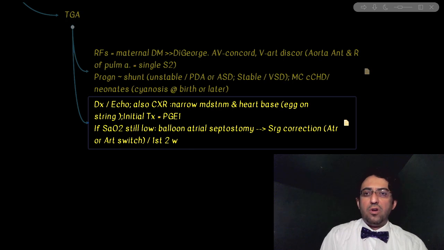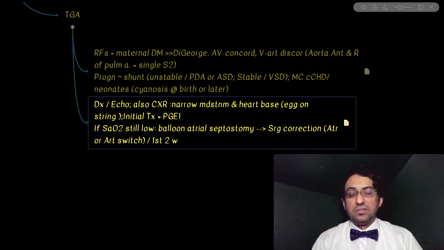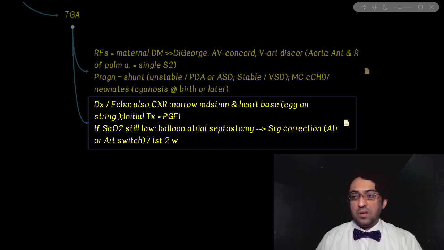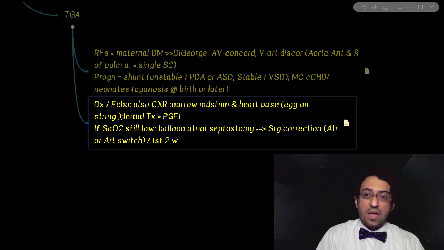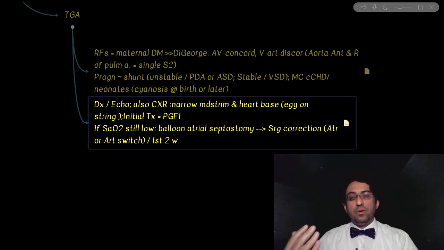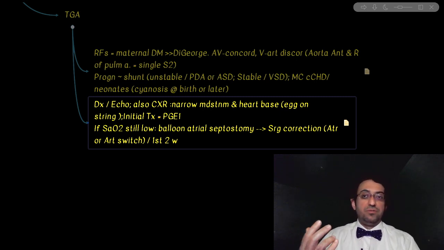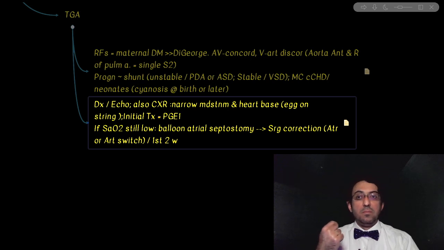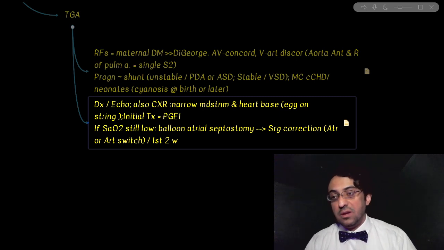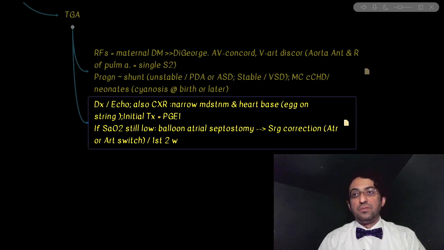Now, what is the hallmark of transposition in chest x-ray? Narrow mediastinum and narrowed heart base. That's described as egg on string sign. What is the auscultatory finding? In addition to the possible murmurs of the existing shunts, we have a single S2. Why do we have single S2? Because the aorta is in front of the pulmonic artery in transposition, we do not hear the P2 component of S2. Remember, in pulmonic stenosis, we also have single S2, but for a different reason, which is the stenosis of the valve.